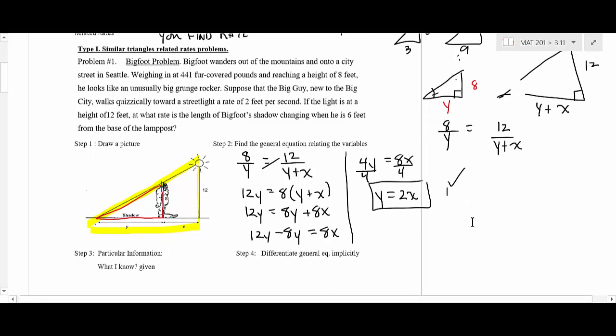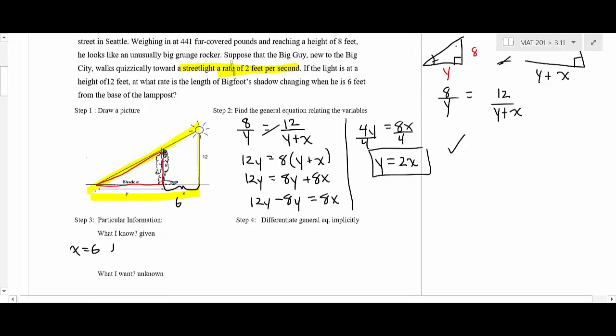Okay, now, next thing is, let's figure out what we know. Well, one thing we know, and you just said that, is x is equal to 6. That was given. That's just the distance that Bigfoot is from the pole. We know that's 6. The other thing is this thing right here, and this is a real key. Remember I said that I always give you a rate. So that says that you're walking at a rate of 2 feet per second. And that is the rate that he's walking.